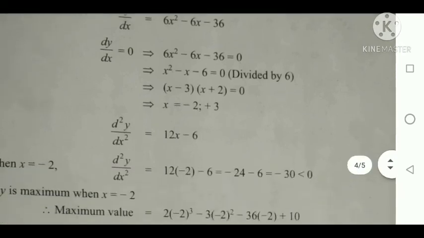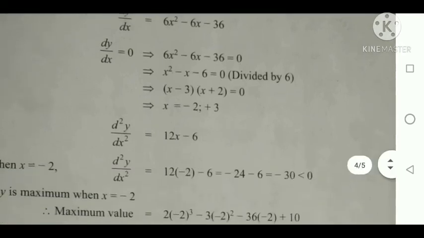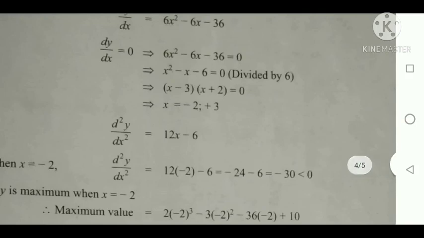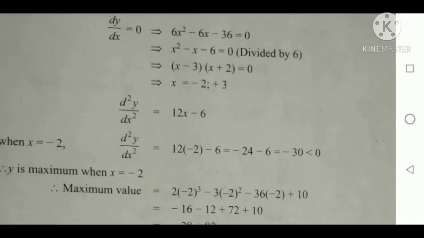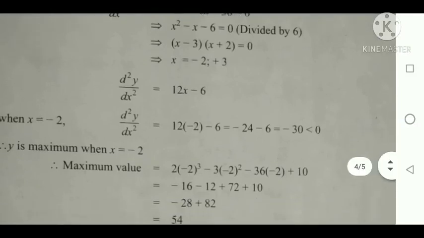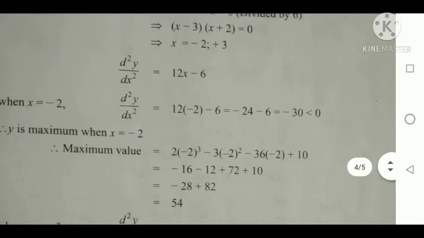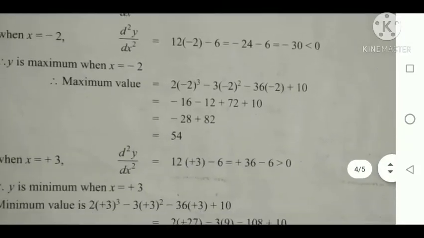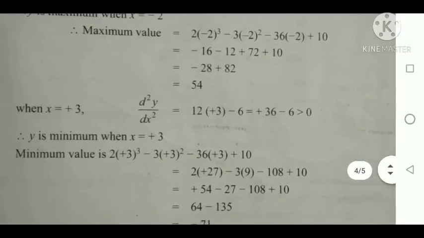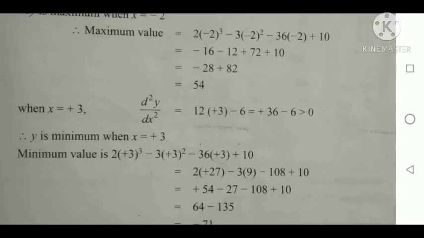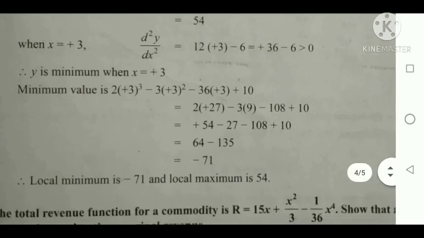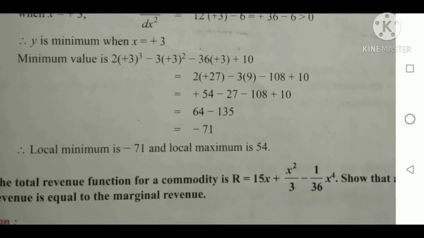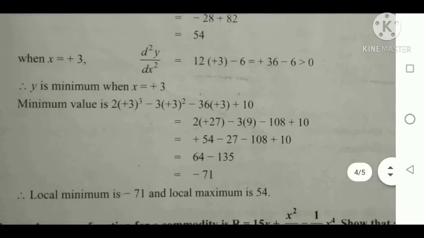Now substitute x equal to minus 2. We get a negative sign, that is minus 30, which is less than 0. Then y is maximum when x equal to minus 2, and we find the maximum value also. Then substitute x equal to 3: y is minimum when x equal to 3. We get the minimum value as minus 71. So local minimum is minus 71 and local maximum is 54.